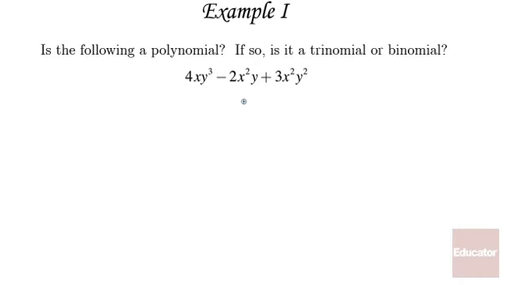Okay. So the first example: is the following a polynomial? If so, is it a trinomial or a binomial? Well, is it a polynomial? Yes. This is a polynomial because it's an expression containing variables, and it has terms that are monomials. Is it a trinomial or a binomial? Well, I have 1, 2, 3 monomials here that are being combined through addition or subtraction. So this is a trinomial. So I have a polynomial, and the specific type is trinomial.